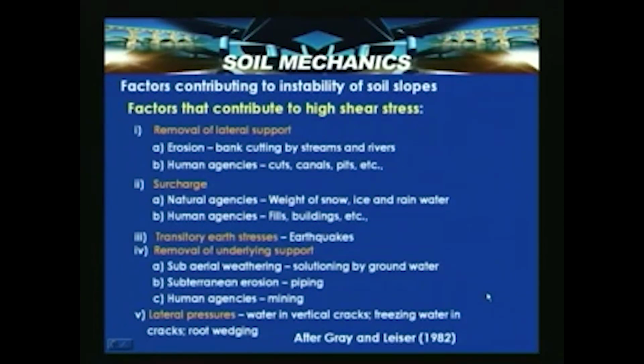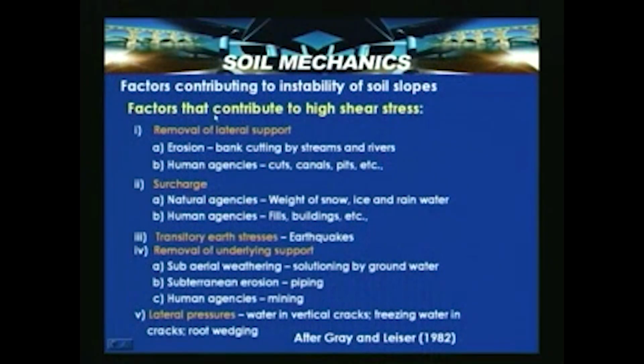So, we have seen different types of failures and causes of failures. Let us now try to summarize these factors after Gray and Leiser 1982. These are factors that contribute to higher shear stress. So, the shear stresses are high, that means these can cause disturbing shear stresses or disturbing forces. When the disturbing forces are more, then the stability of a particular slope is in danger.